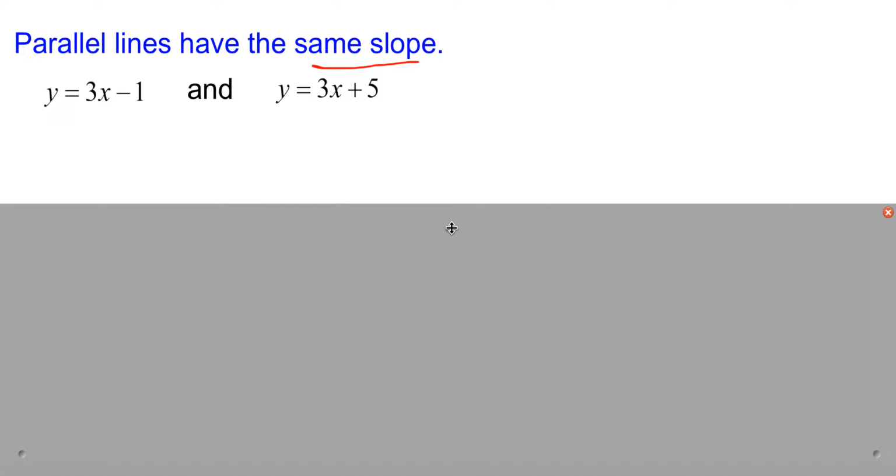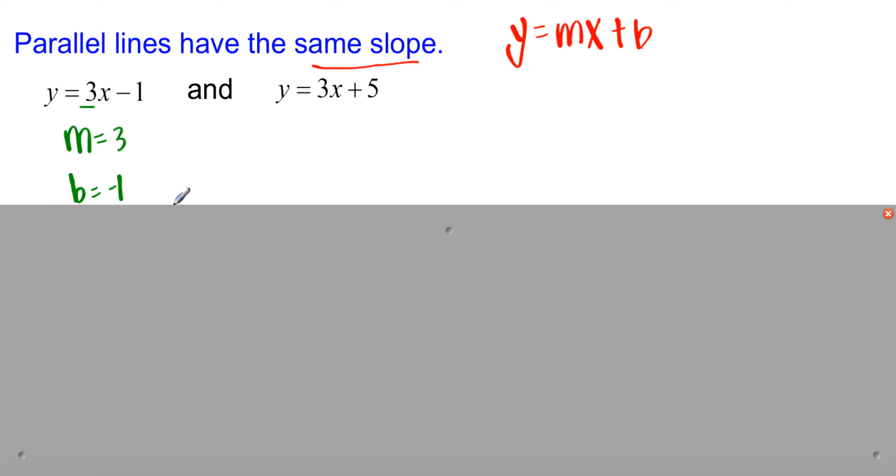So looking at these two equations, we have y equals 3x minus 1 and y equals 3x minus 5. And remember, from a previous video, we know y is equal to mx plus b. So that coefficient of x is our slope. So the slope of this line is 3, and the y-intercept is -1. And the slope of this line is 3, and the y-intercept is -5. So because these two slopes are the exact same, these two lines are parallel.